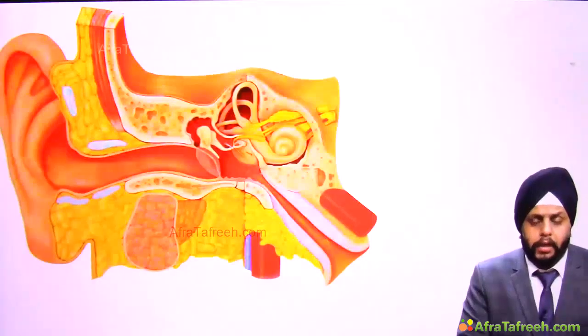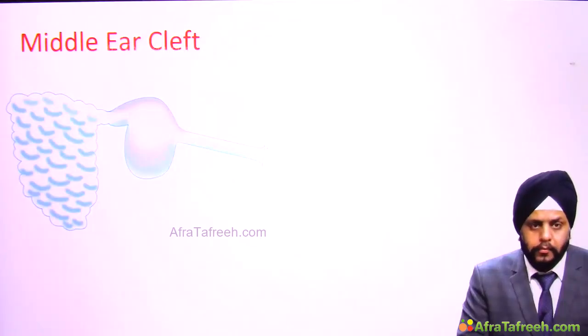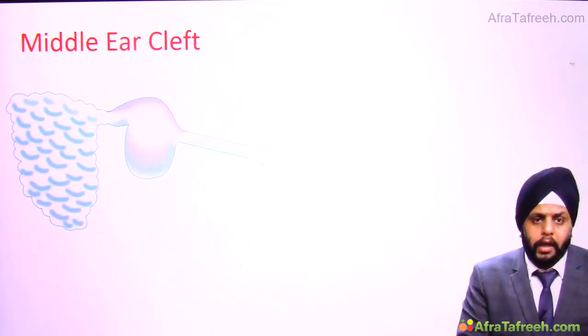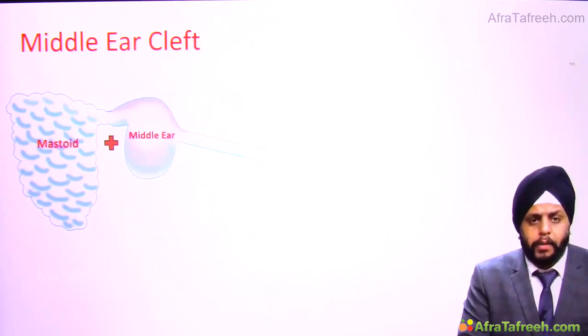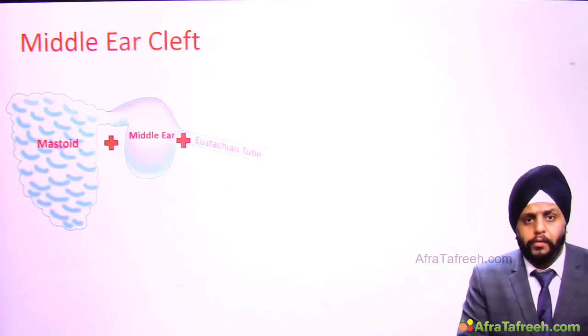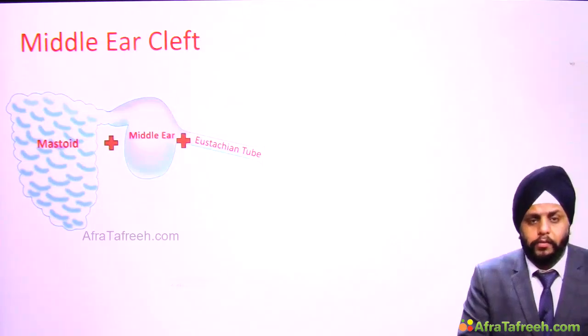Now, before I start with the anatomy of middle ear, I want to discuss a term with you, and the term is middle ear cleft. What do we mean by middle ear cleft? Middle ear cleft means middle ear plus mastoid. We have already discussed mastoid. That's the process or part of the temporal bone. I've already talked about mastoid in the osteology, the very first topic, the fundamentals of the ear. And plus the eustachian tube. So middle ear cleft is middle ear plus mastoid plus eustachian tube.